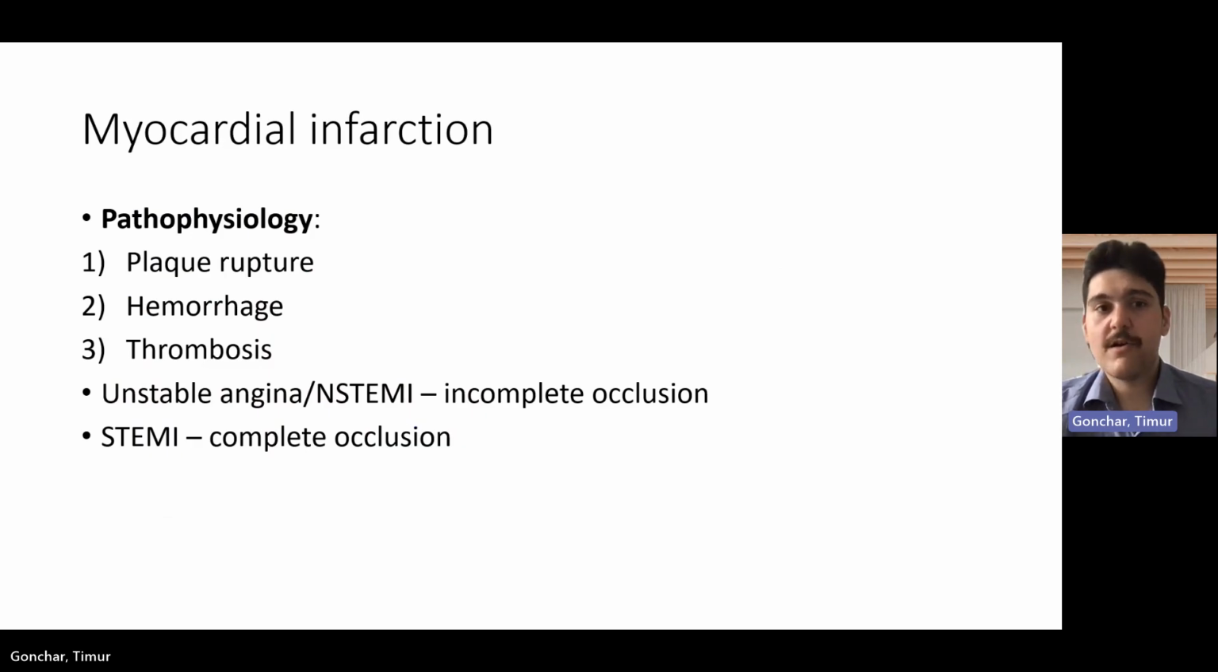Now let's talk about myocardial infarction. There are multiple mechanisms that might result in a myocardial infarction. Those are plaque rupture, which might occlude the vessel as it is, but it also might release some thrombogenic substances with primary and secondary coagulation, with thrombus formation, with some hemorrhage, and that will result in the infarction of the heart muscle, which can be reversible or irreversible. In a patient with unstable angina or NSTEMI, the occlusion will be incomplete. STEMI is a complete occlusion.